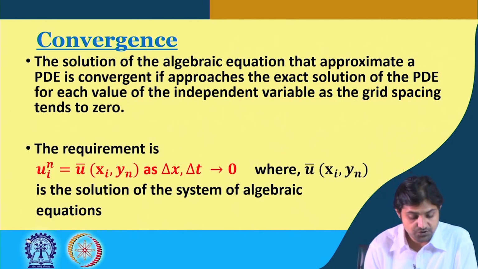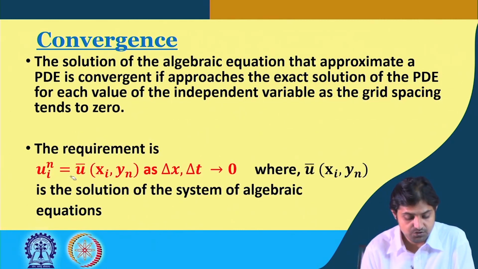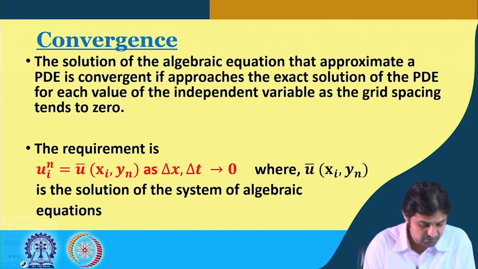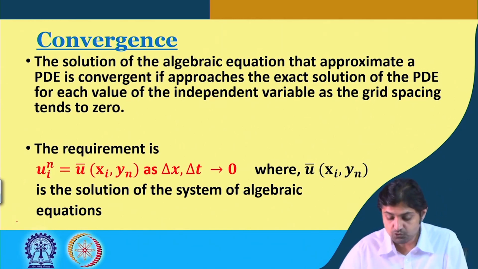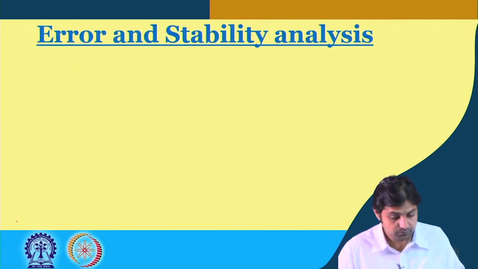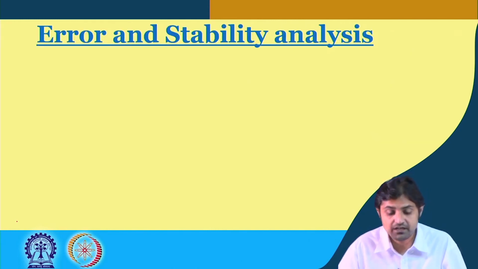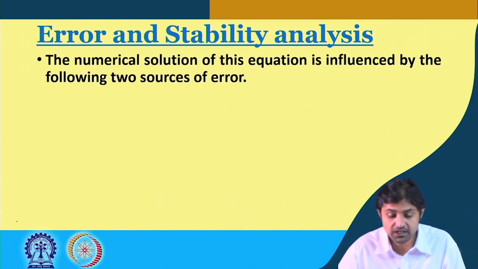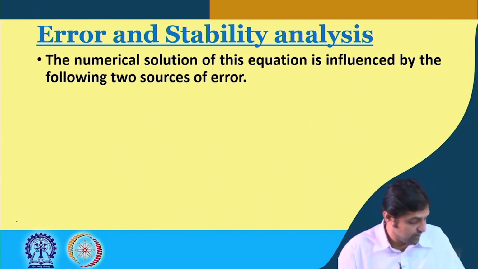So the requirement is u_i at n is equal to u bar (xi, yn) as delta x, delta t goes to 0, where u bar (xi, yn) is the solution of the system of algebraic equations. Now there is something called the error and stability analysis. The numerical solution which we have obtained using the finite difference scheme is influenced by two sources of error.